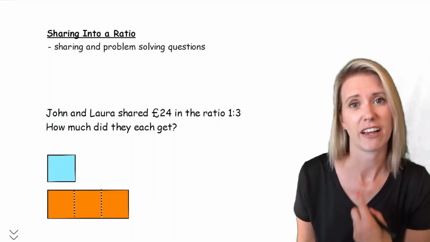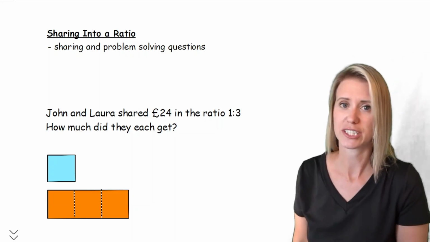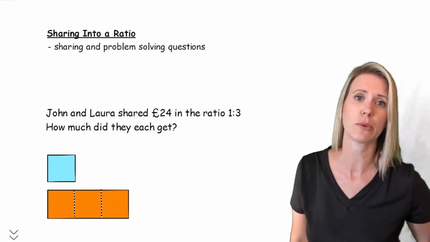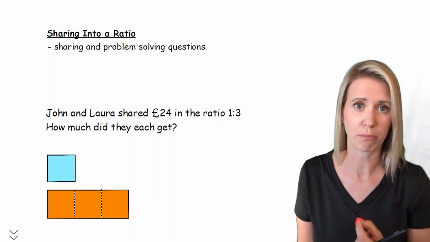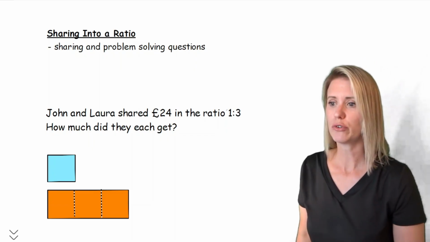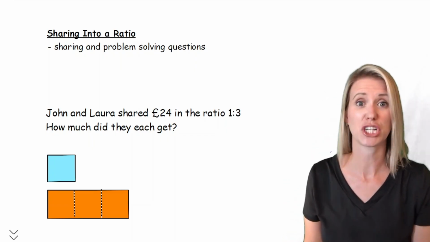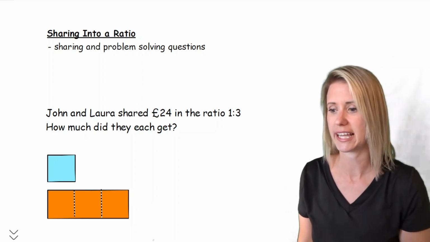Okay, I like to use diagrams for a lot of ratio questions, particularly when they get harder. So stick with me even for the simpler ones to see how these same diagrams make a tricky problem much easier. John and Laura shared £24 in the ratio 1:3. How much did they each get?